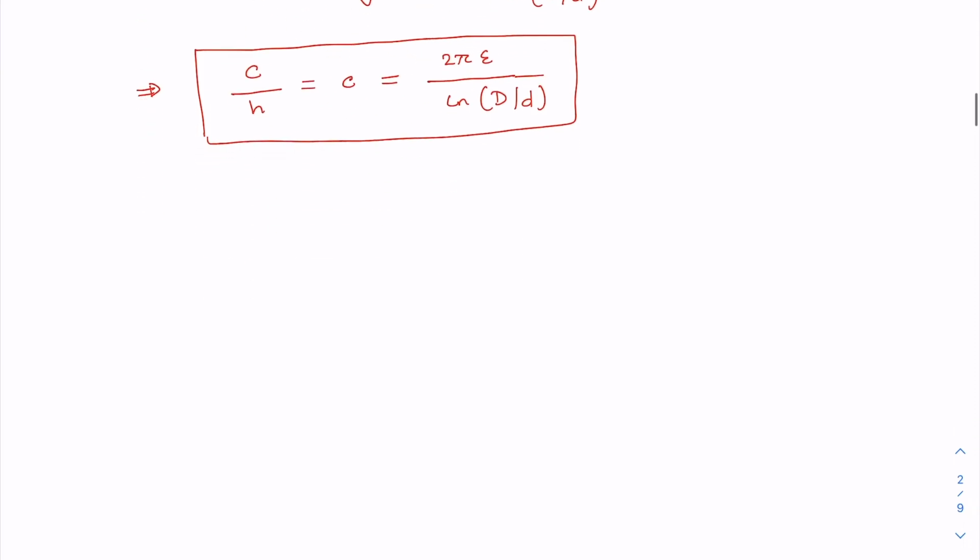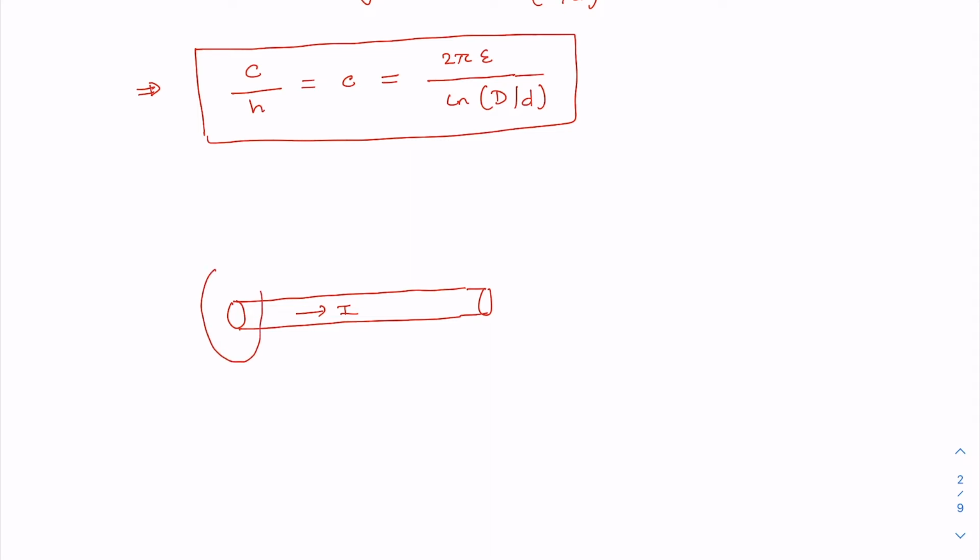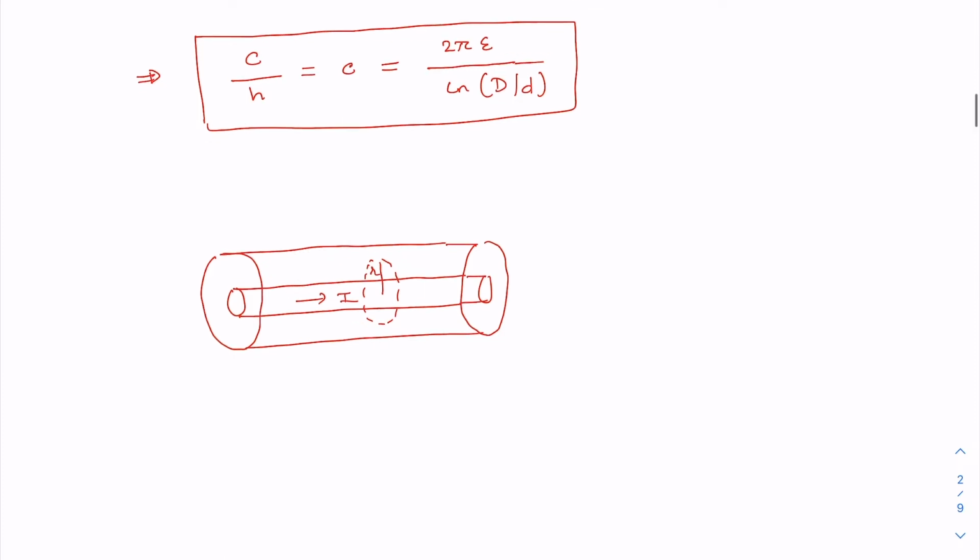Now let us find out the inductance. To find the inductance, let us assume that inside this inner cylinder we have a current I, and we have this outer cylinder. So we have to apply Ampere's law. To apply Ampere's law, let me draw an Amperean loop of say radius r. Then this has length again h.